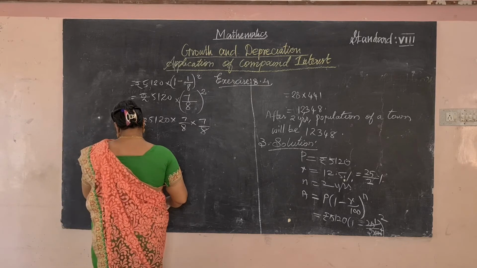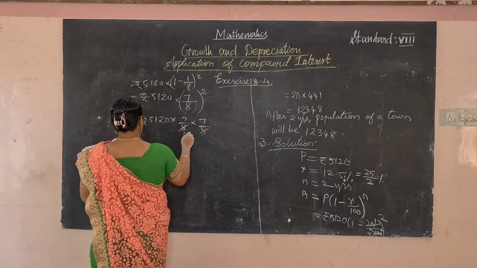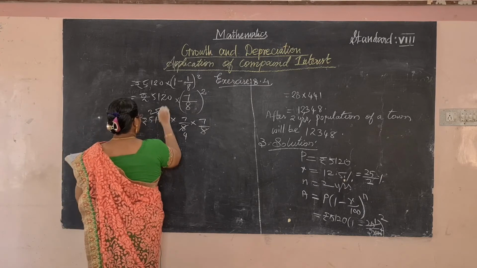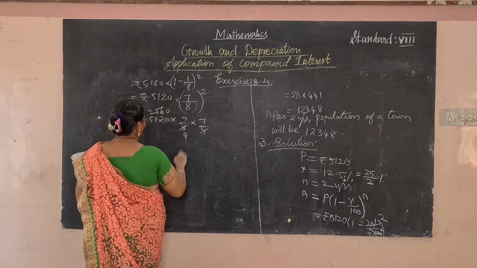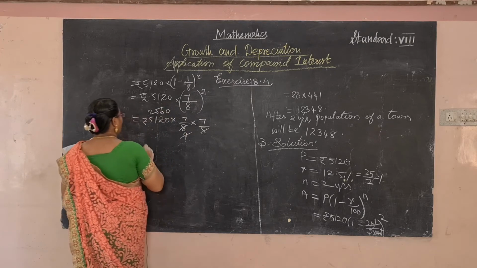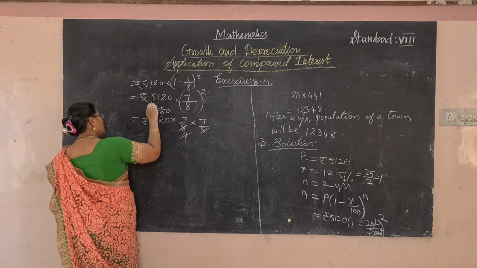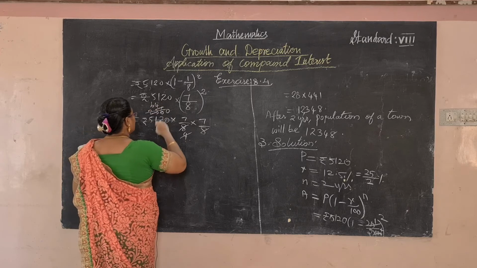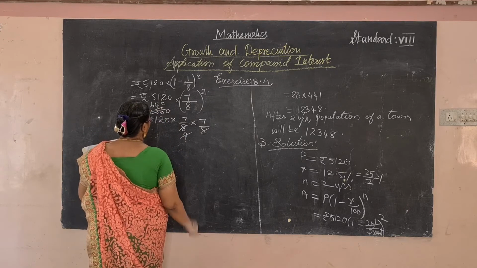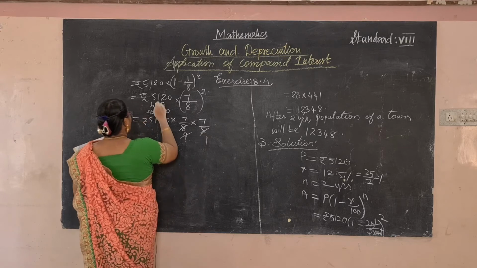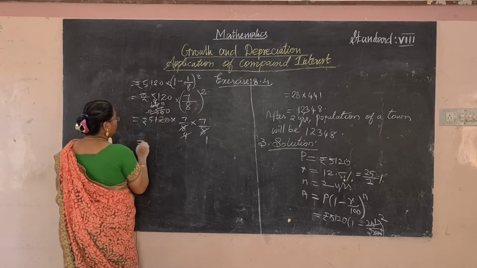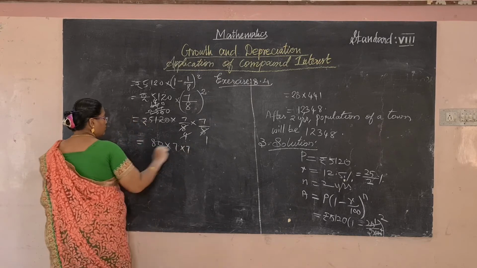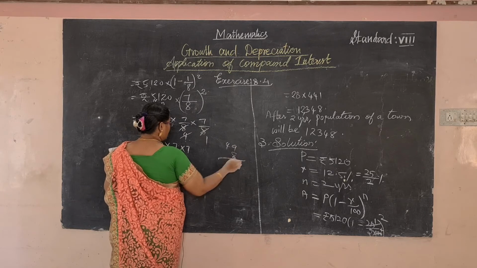It cancels in the 2 table. 2 4s are 8, 2 2s are 4, 2 5s are 10, 2 6s are 12. 4 table, 4 6s are 24. Remaining 1, 4 4s are 16. 8 1s are 8, 8 8s are 64. So 80 into 7 into 7. 7 7s are 49. So 49, 8.